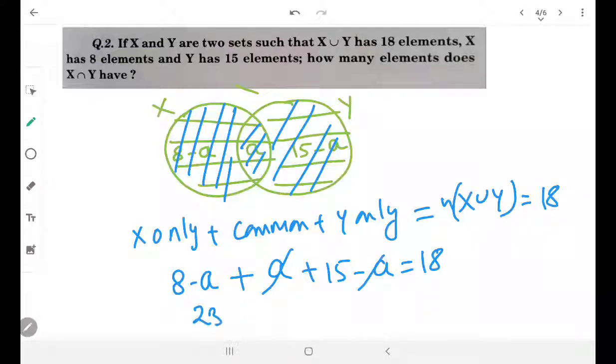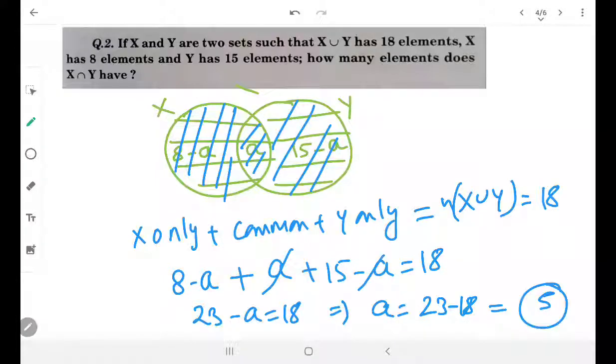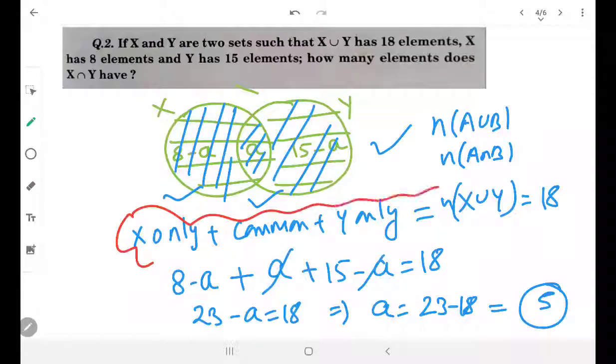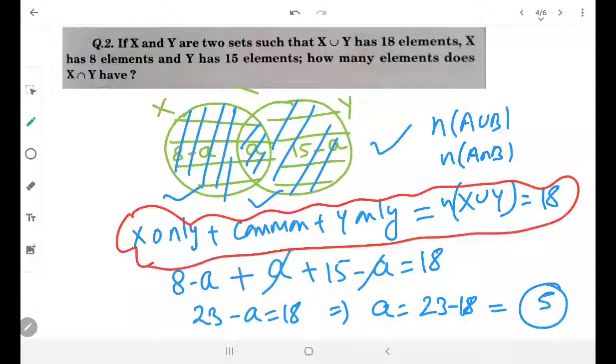So we can solve it. So it implies 2a is equivalent to 23 minus 18, so it is 5 elements. Okay. Now from here you can find out x only also. So this is the utility of this. You will have only the formulas to find out A union B or A intersection B. But if you have to find out A only, B only, this diagram can help you, and this formula what I have written over here can help you in all the situations.